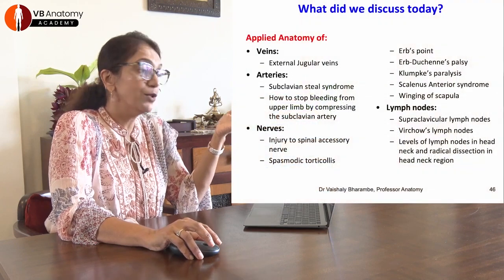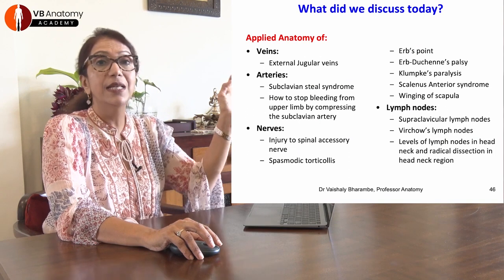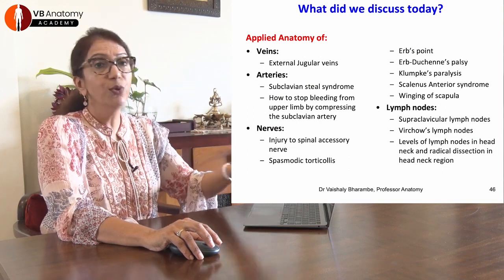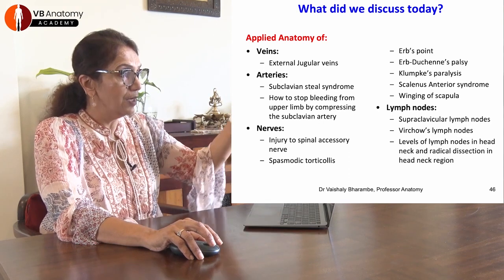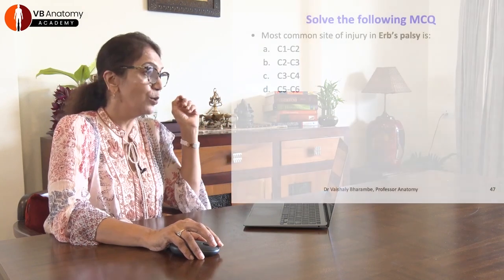So, what did we discuss today? What we discussed was veins, arteries, nerves, lymph nodes, and their applied anatomy. This sheet should be used by all of you to revise. Just come to this sheet, run through, see if you remember all this, and that's your job done. Right, let's see if you can solve this MCQ now.